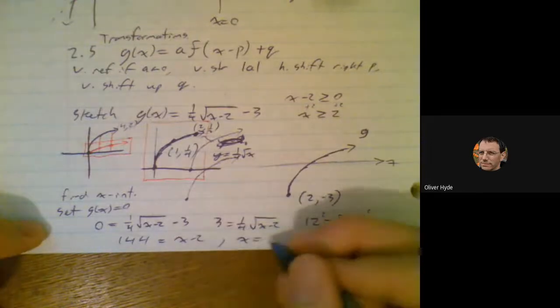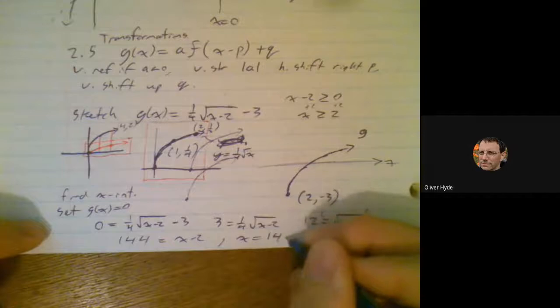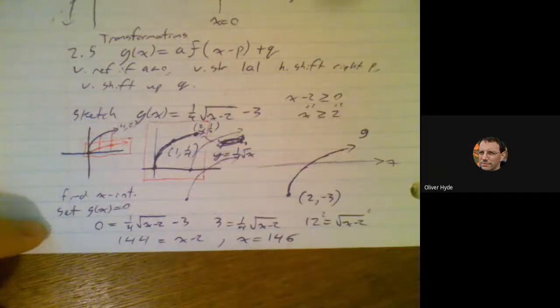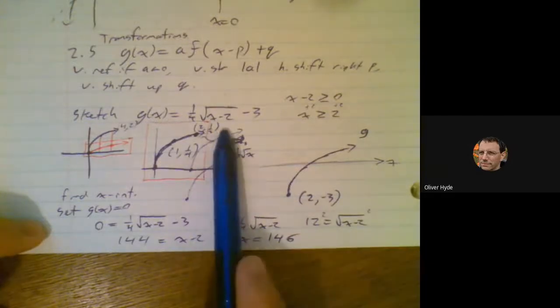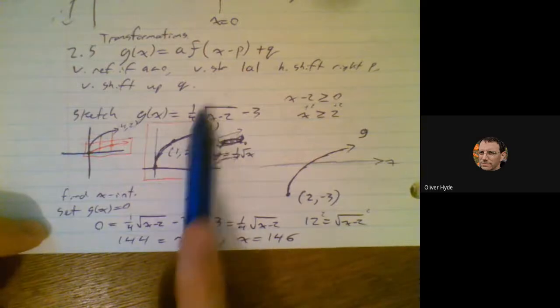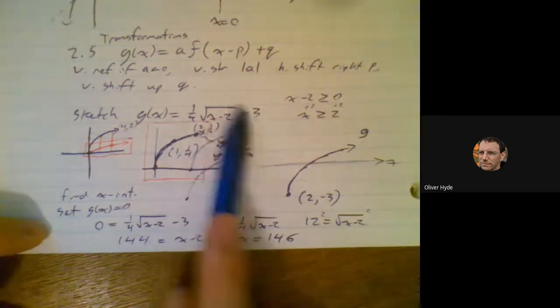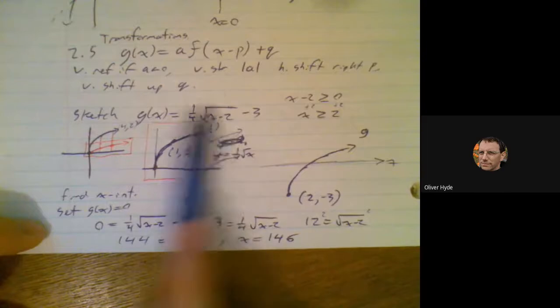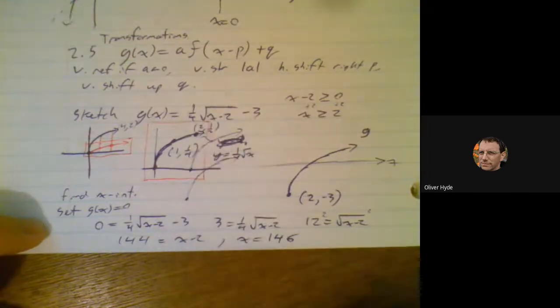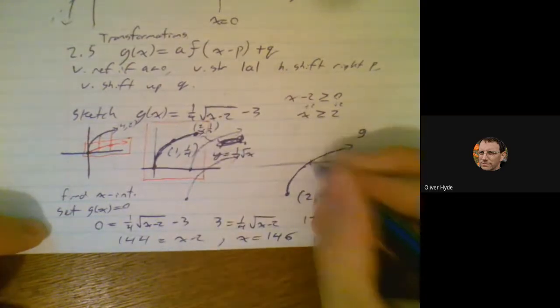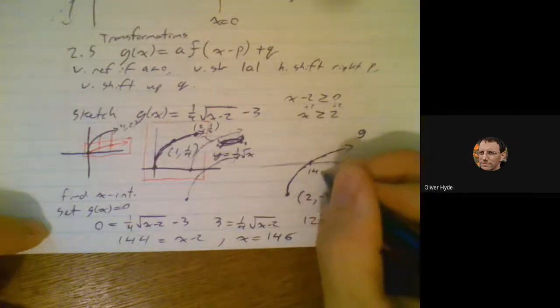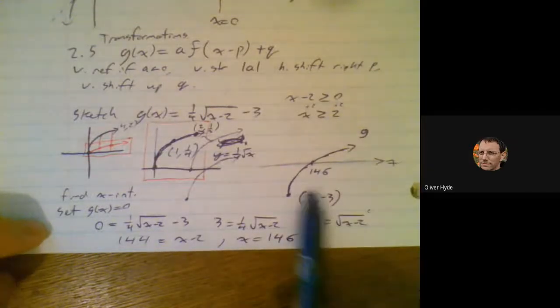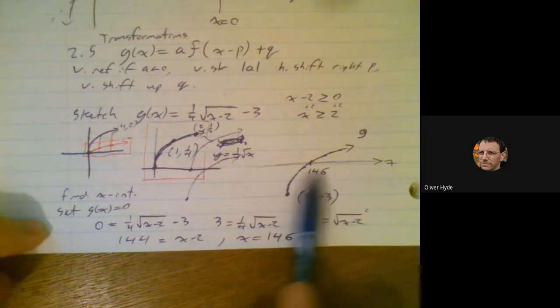X is going to equal 146. 146 minus 2 is 144. The square root of 144 is 12. 1/4 of 12 is 3. 3 minus 3 is 0. Okay, so this x-intercept is 146. And once again, this is 146 because I say so.